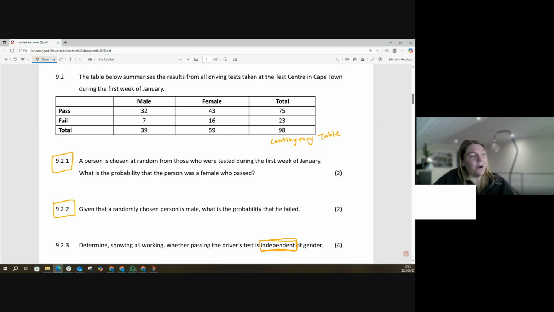So we're looking for the probability that the person was a female and that they passed. So we're going to go to our passes. We're going to go to female. These are our females who passed. And these are my total number of everyone. So the probability is going to be 43 over 98. So that is females who passed, and that is the total number.